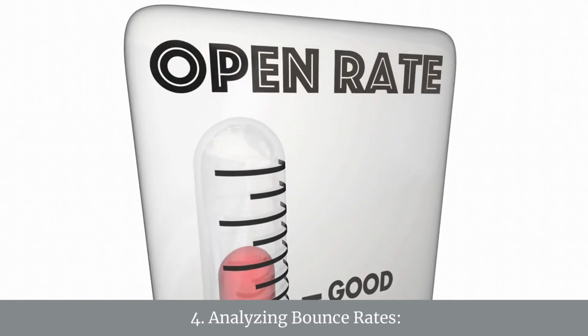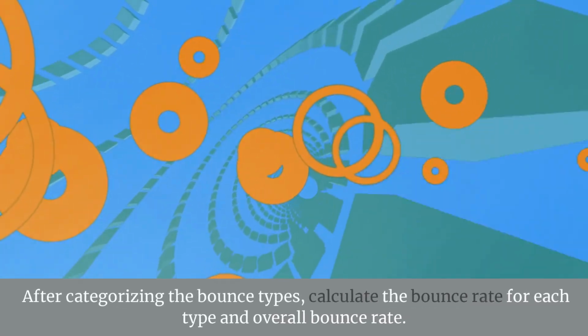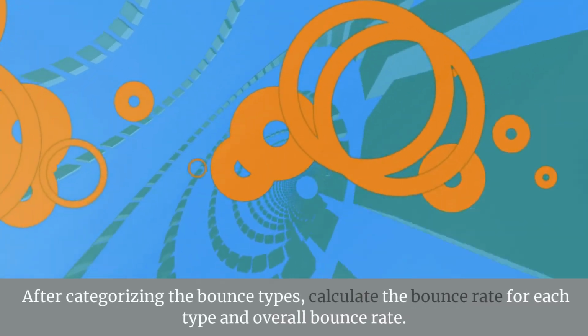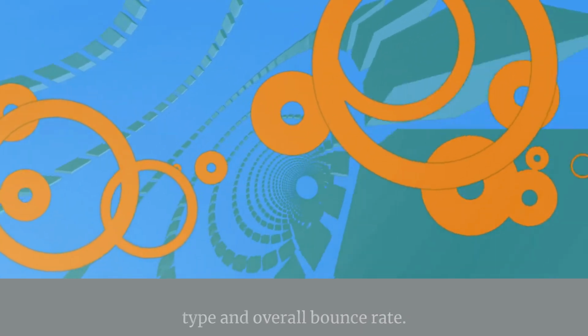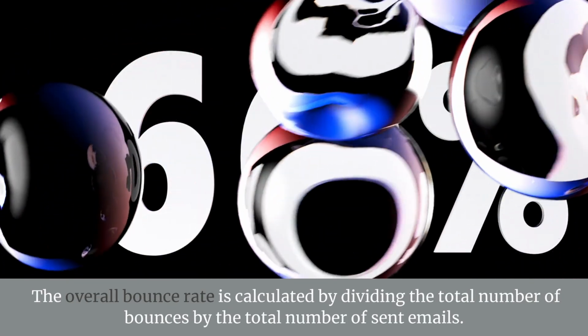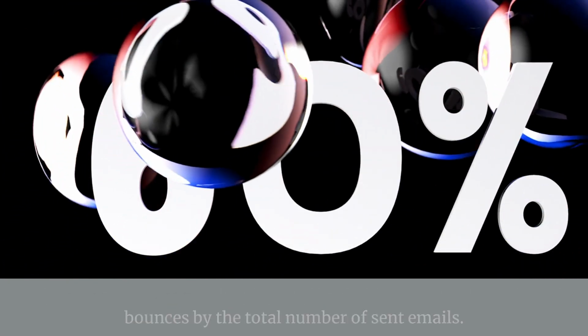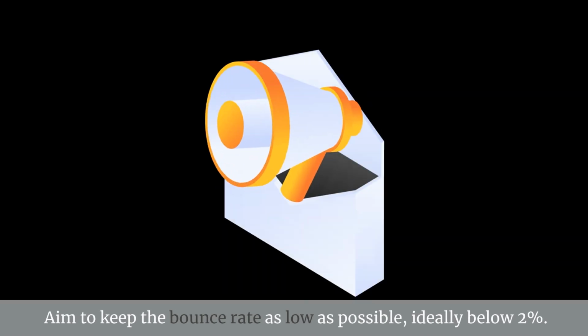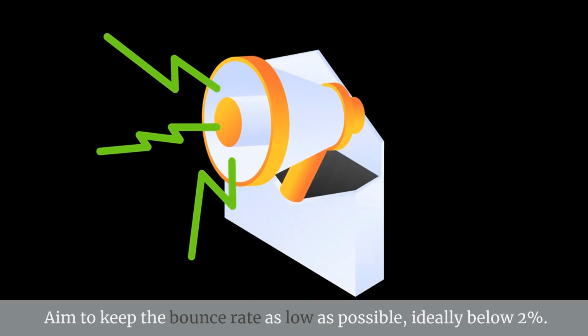4. Analyzing bounce rates. After categorizing the bounce types, calculate the bounce rate for each type and overall bounce rate. The overall bounce rate is calculated by dividing the total number of bounces by the total number of sent emails. Aim to keep the bounce rate as low as possible, ideally below 2%.